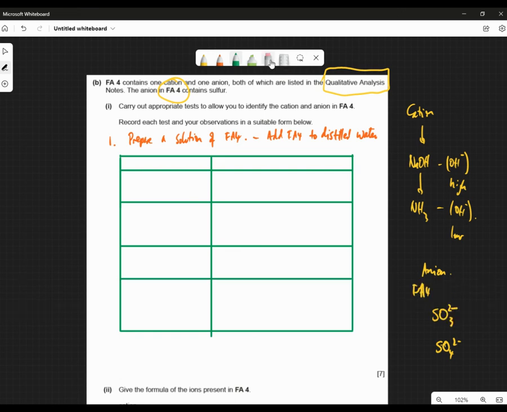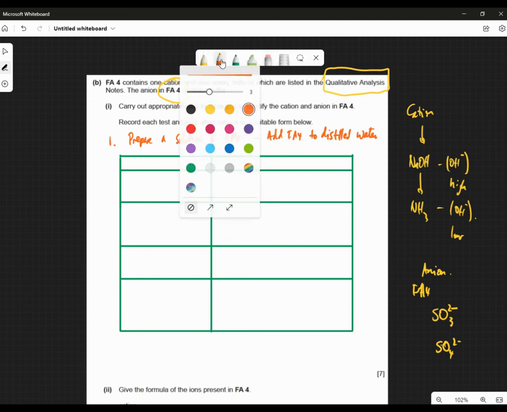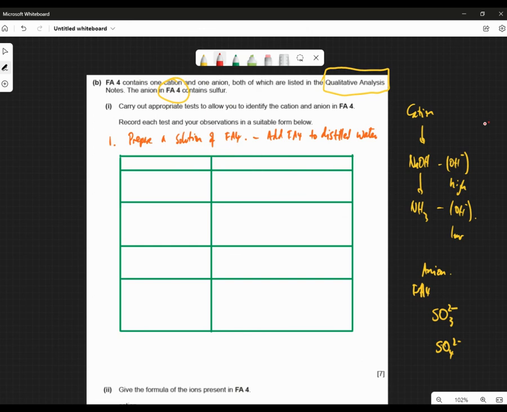Get rid of the ruler. Try and get rid of that nasty little thing there. Oops, there's a tiny bit more. There. Oh, that's good enough for me. All right, so let me draw what I was going to do in here. Let's do it in red. So on the left, I'm going to say the test. What's the test? And this is the observation.